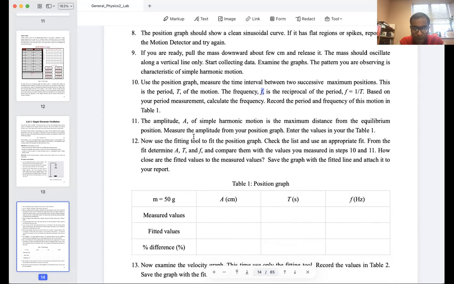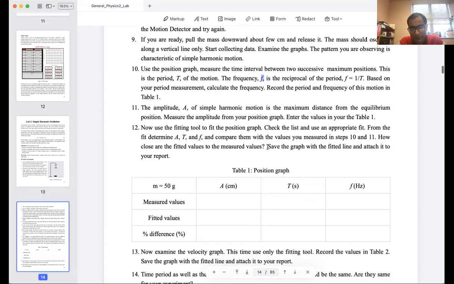Then here in number 12, it says, how close are the fitted values to the measured values. So you have to comment here. If there is a question, you have to comment, so you should put number 12 and then answer this. And then save the graph here. When it says save the graph with a fitted line and attach it, please save the graph at this position.